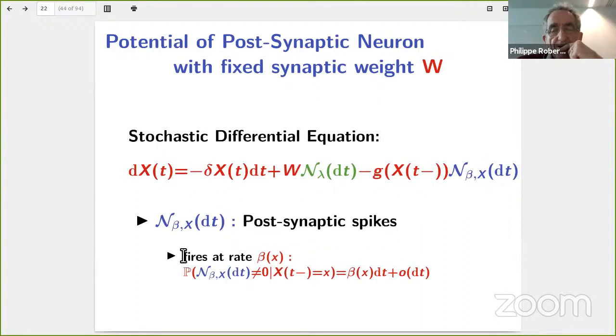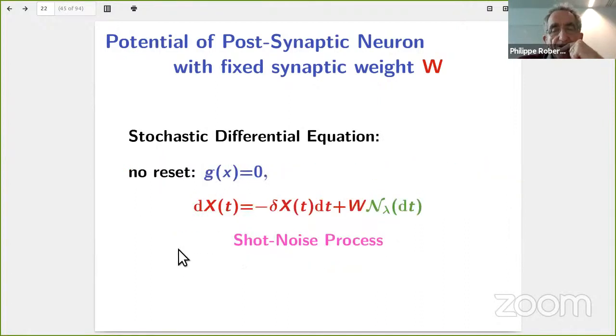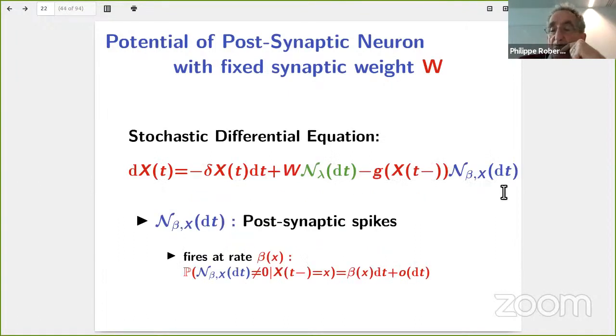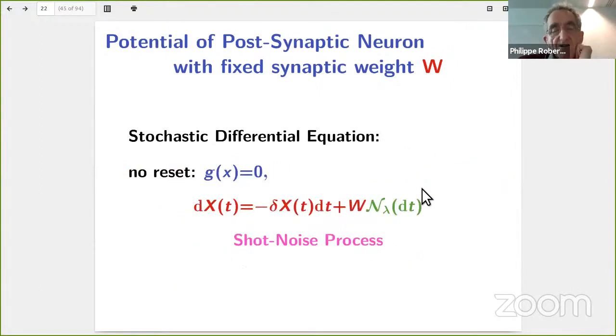Okay, so let's take some example. If g of x is 0, the postsynaptic spike does not have any influence on the membrane potential. So we have a classical differential equation, which is a shot noise process associated to the point process N lambda. This is a classical process which is used in many areas, as I guess many of you know.